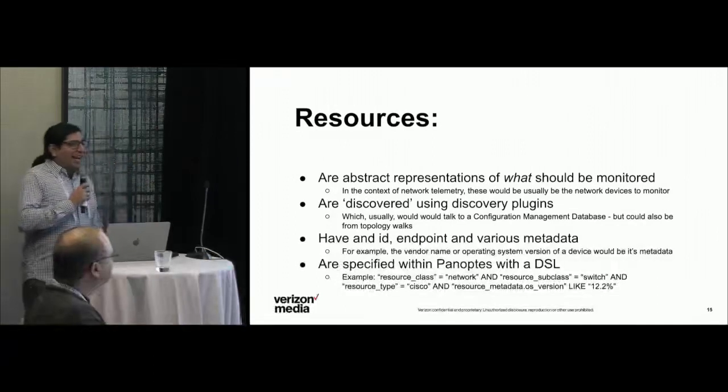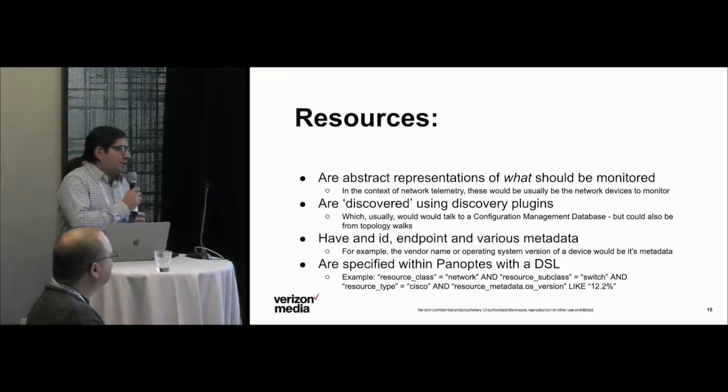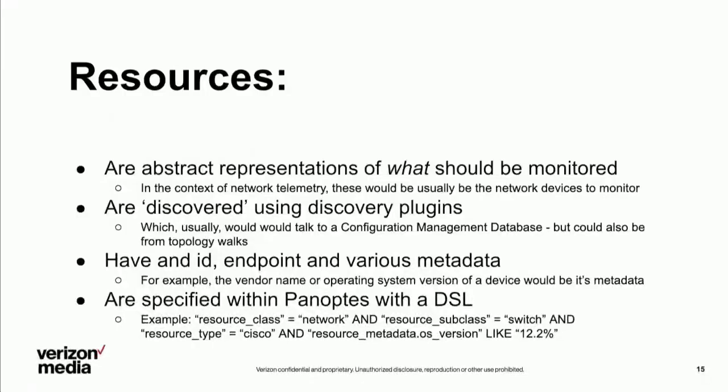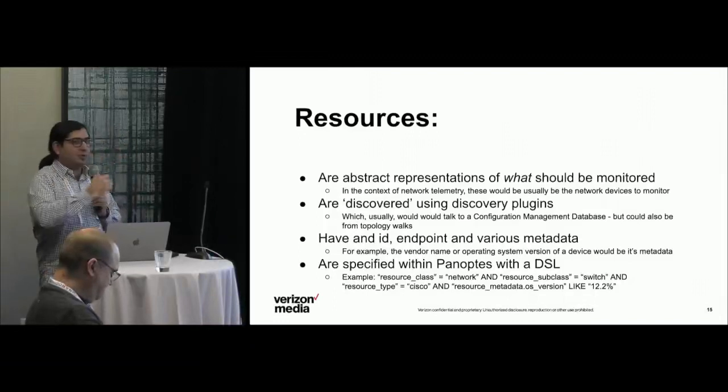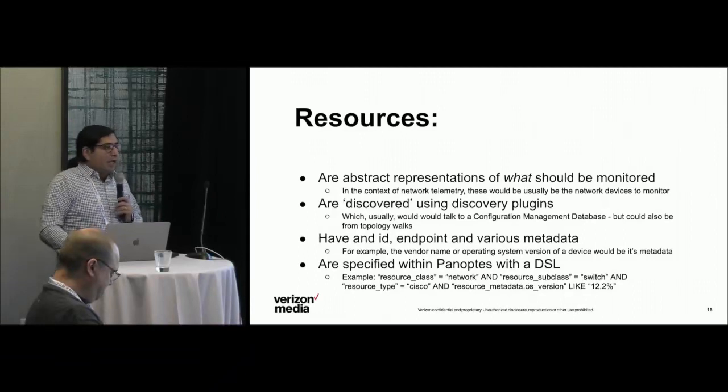Another fundamental concept in Panoptes is resources. A resource is what should be monitored, okay? In the network telemetry context, a resource most often is the device to monitor. But think about this, for example, let's say you want to talk to the PeeringDB API. That is a resource that you would define, because you take actions against resources, and you define the resource you want to monitor.